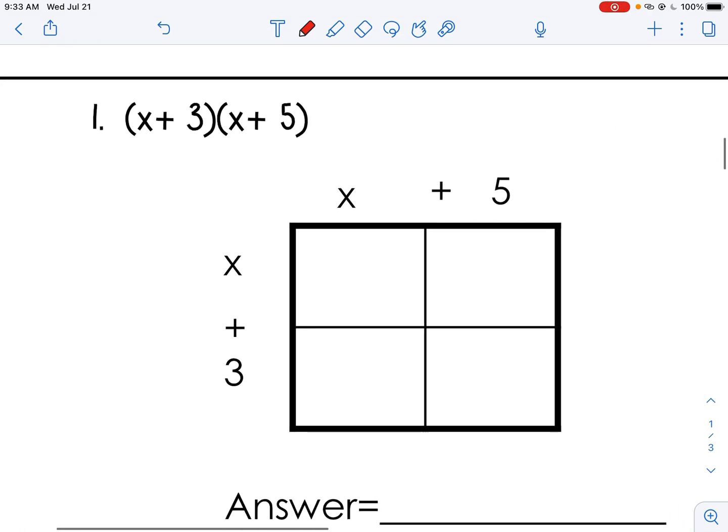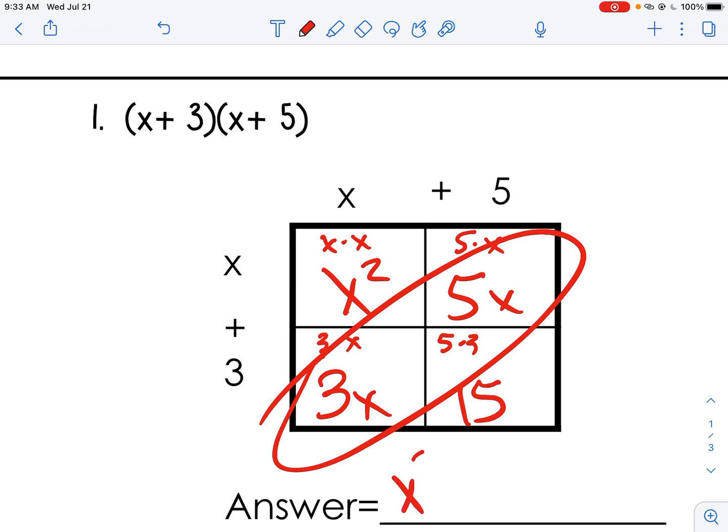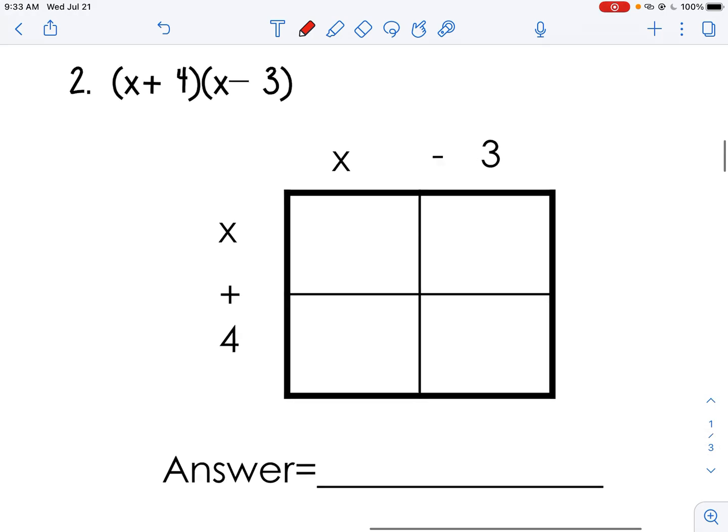Okay, so let's try this again. Okay, I multiply x times x, I would get x squared. 5 times x, I would get 5x. 3 times x, I would get 3x. And 5 times 3, which would be 15. I combine like terms there, and I get x squared plus 8x plus 15.